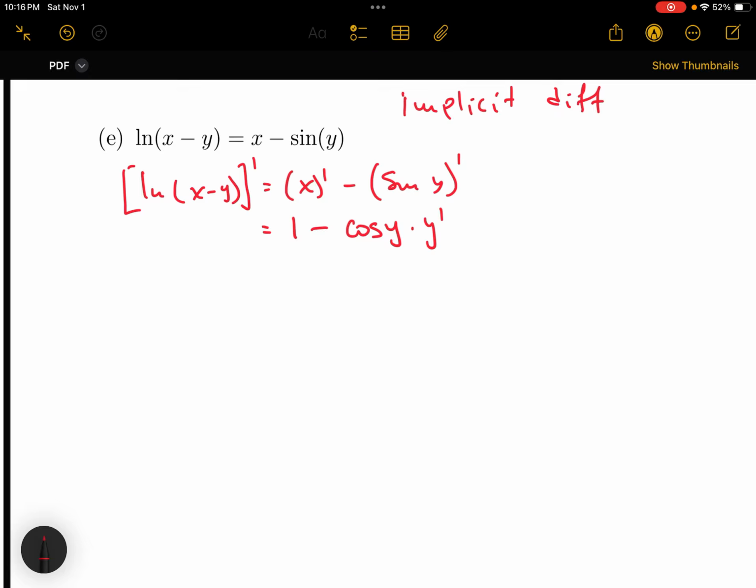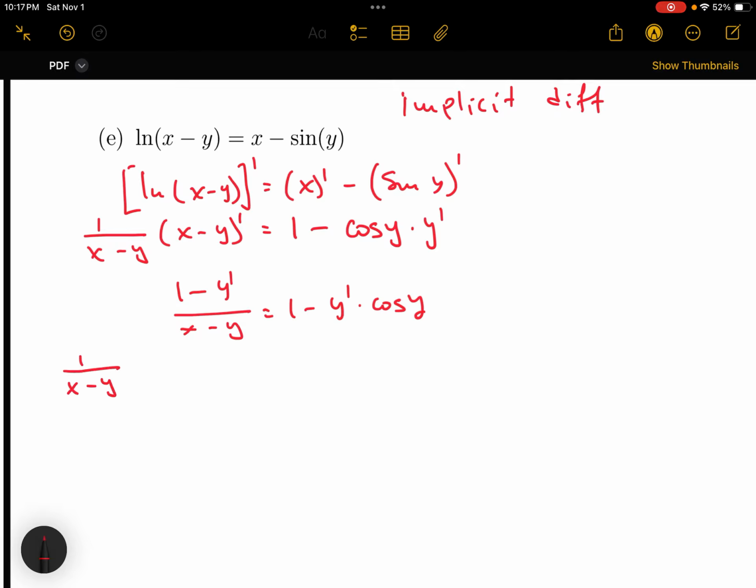On the left hand side, I have to use the chain rule. The outside function is ln of x minus y, so its derivative is going to be 1/(x minus y) times the derivative of x minus y. Derivative of x is just 1 minus derivative of y is y prime, over x minus y, is equal to 1 minus y prime times cosine of y. And this is about finding the derivative. From now on it's just some algebra in isolating y prime. So the left hand side will be 1/(x minus y) minus y prime over (x minus y) is equal to 1 minus y prime times cosine of y.